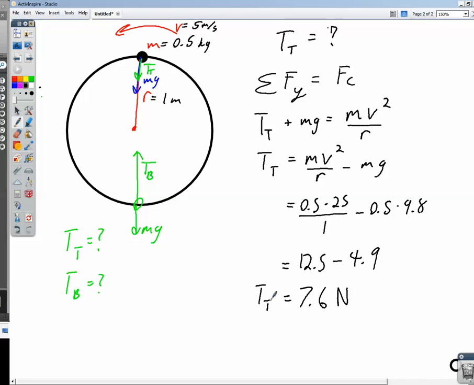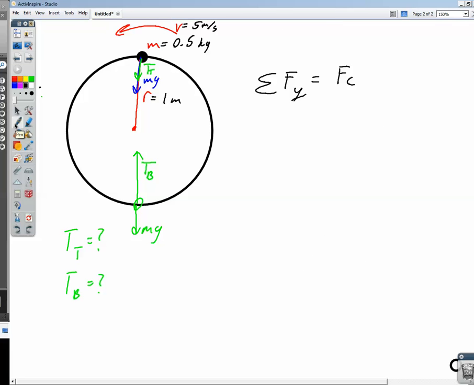Seems relatively reasonable. Now we're going to plug in some numbers and find the tension at the bottom. We should expect a larger tensional force at the bottom. So let's go magic eraser again, and this time solve for the tension at the bottom.